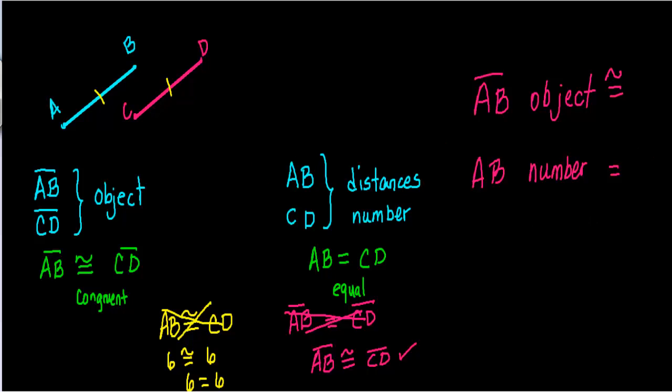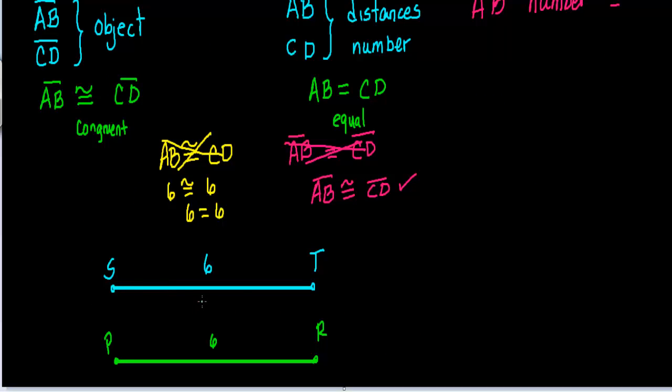Let's do an example. Okay, here I have two segments, segments ST and PR, and the figure shows me that they both measure 6. So that tells me that segment ST and segment PR are congruent. They have the same length. They have the same distances. So let's write the statements. I want you to write segment ST congruent to segment PR. How would you write that? Go ahead and write it and then come back to see the answer.